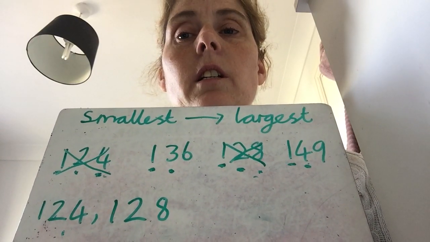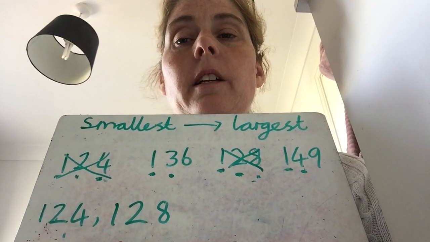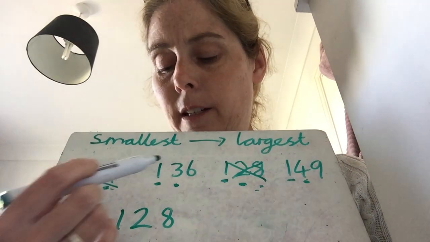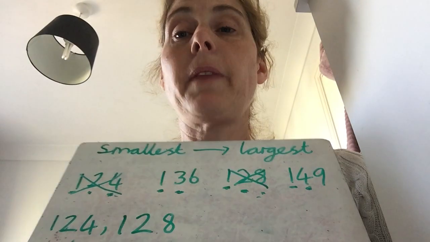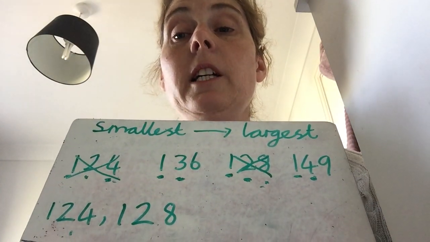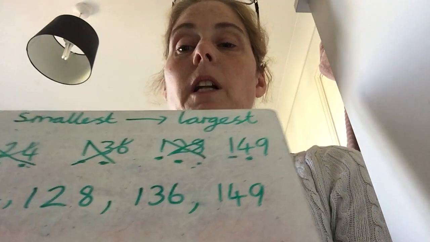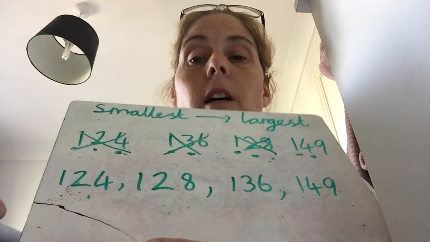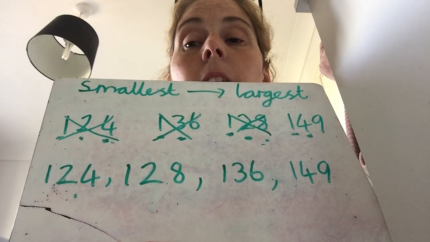Discuss it. And can you explain why? Yes, we can, because this one only has 3 tens and this one has 4 tens. Okay, so we know that this one is smaller because it only has 3 tens. So that would come next when I was ordering, and then 149 would come last because it is the biggest number. Okay, it's the largest number of all four.